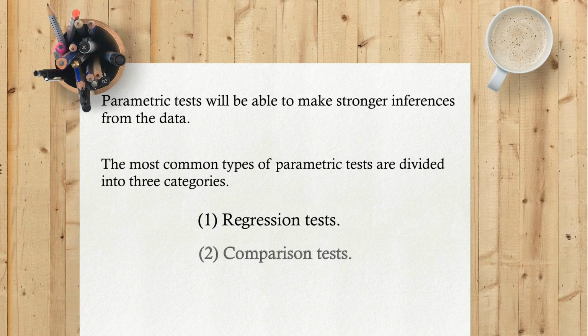The most common types of parametric tests are divided into three categories: 1. Regression tests. 2. Comparison tests. 3. Correlation tests.